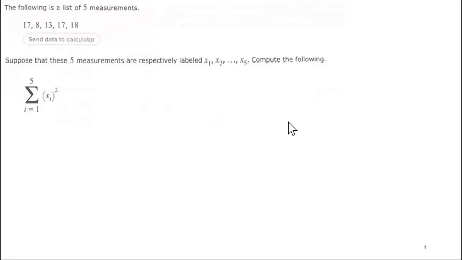All right, so this next slide is going to prepare us to calculate the standard deviation, but we need to understand what this symbol means. Okay, it says the following is a list of 5 measurements. And suppose that these 5 measurements are respectively labeled x1, x2, all the way to x5. So order doesn't matter here.